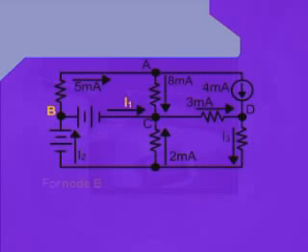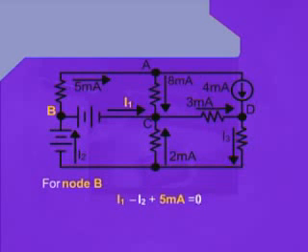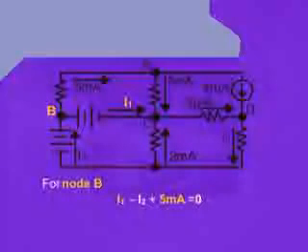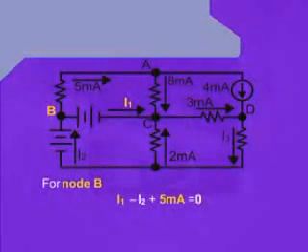For node B, we can also inspect that I1 and 5 milliampere current values both are leaving the node B, whereas current value I2 is approaching the node B. So that we can write the equation as I1 minus I2 plus 5 milliampere equals 0.